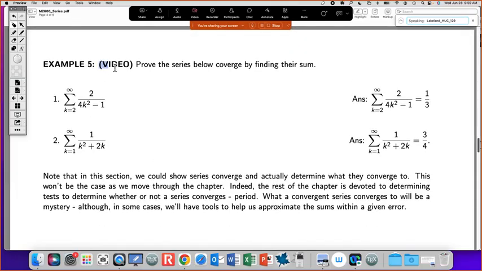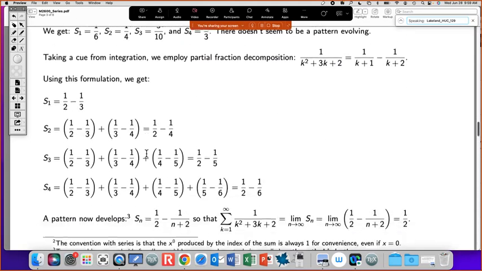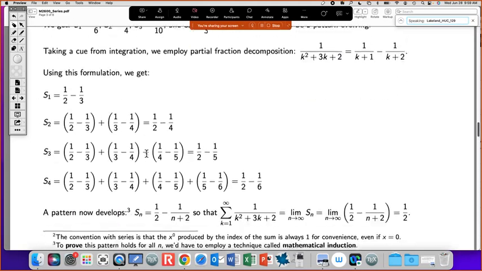Okay, example 5, video for this. Once again, these are partial fractions. You get in there, do your partial fractions, observe the pattern. These are called, in the business, telescoping series.